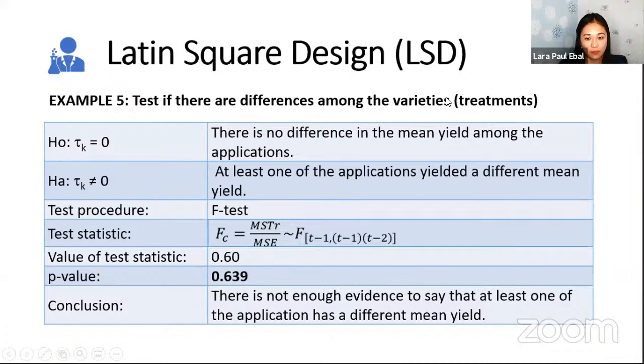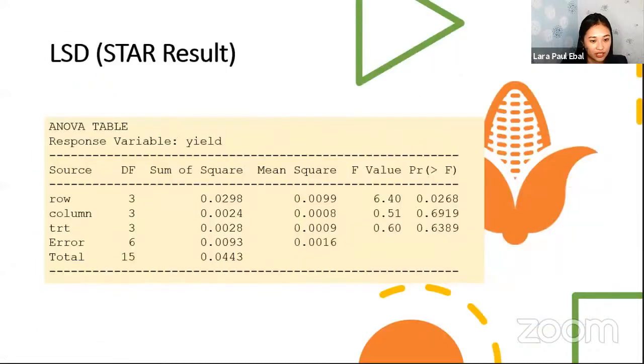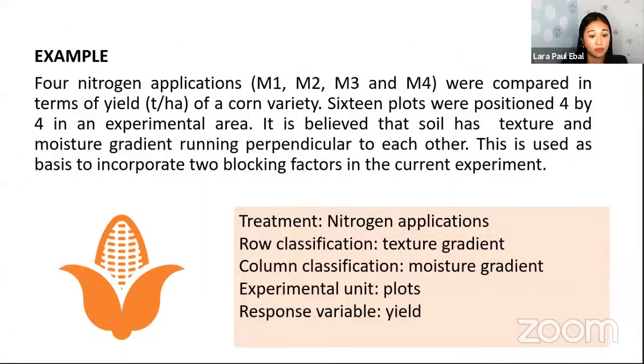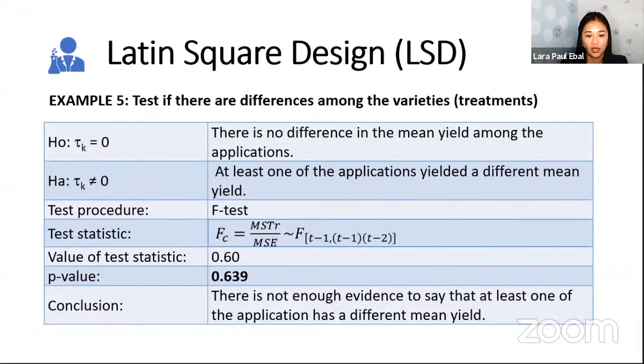Okay, correction lang po, ito po ay formulations. Kasi yung example natin ay nitrogen applications. So dito po ay among nitrogen applications, hindi po varieties. Okay, so there is no difference in the mean yield among applications. So that's your HO, no difference. Then HA, at least one of the applications yielded a different mean yield or result.